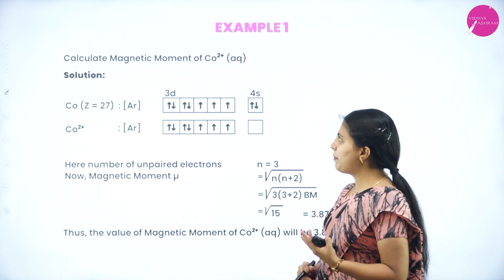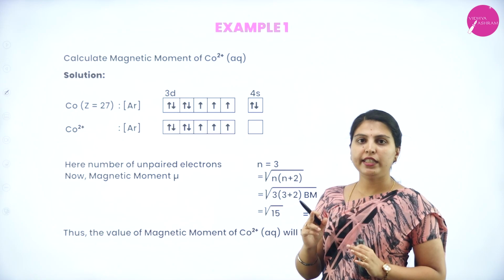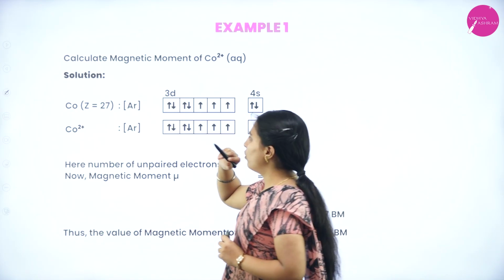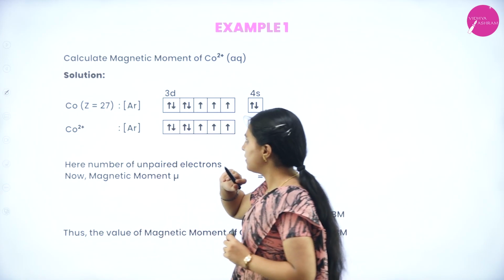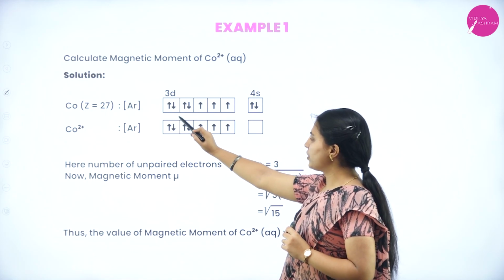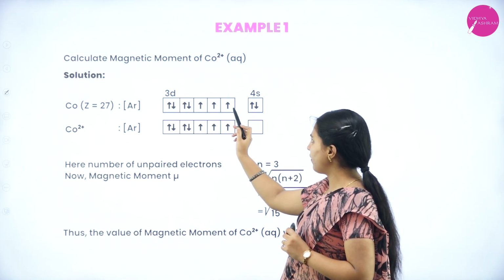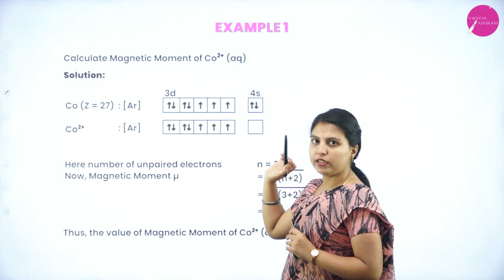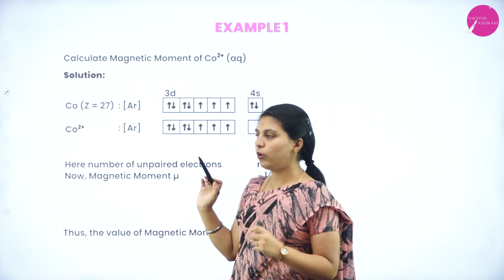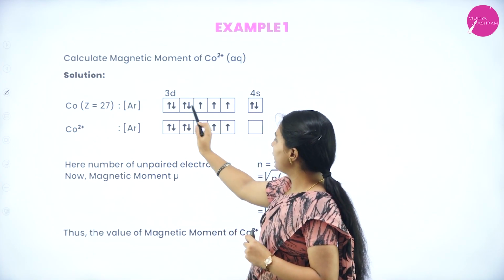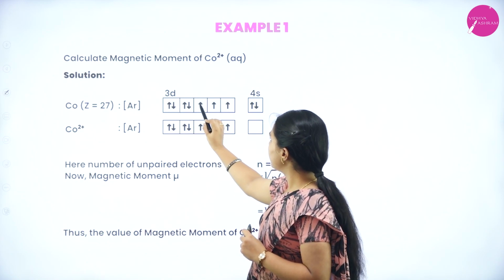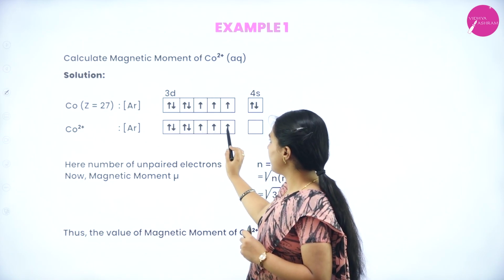See how to calculate the magnetic moment by using the root of n into n plus 2 formula. Take cobalt 2 plus, cobalt having atomic number 27. If we take the outermost 7 electrons, that is 3d and 4s shell, 1, 2, 3, 4, 5, 6, 7, and later 4s. In 3d there are 5 orbitals only, with 2 electrons in each orbital. See how it will be filled, with the remaining 3 unpaired electrons. These are paired and these are unpaired here in the excited state.